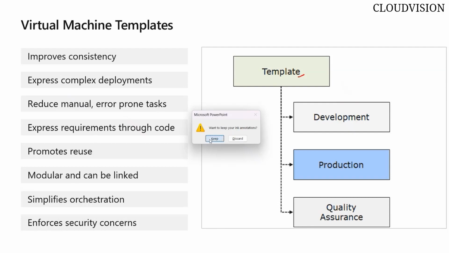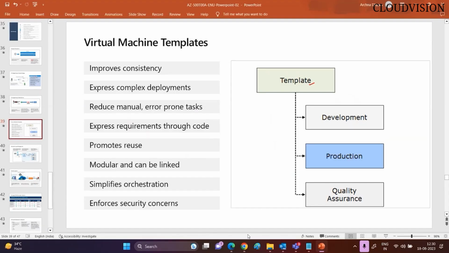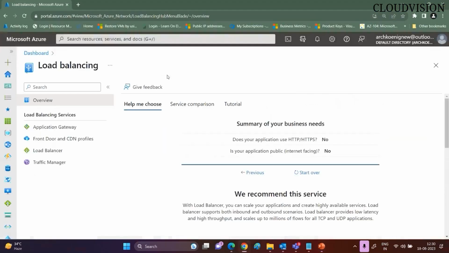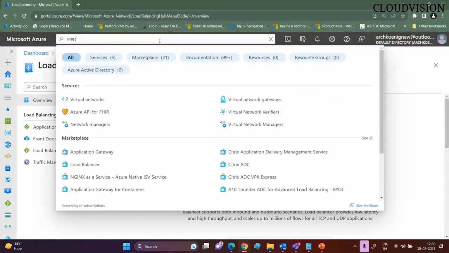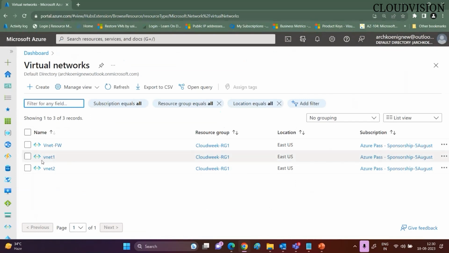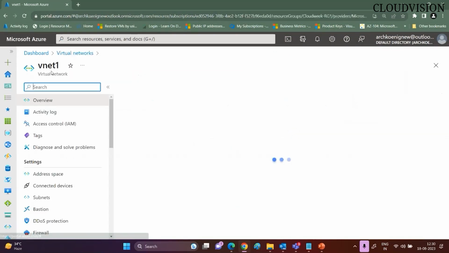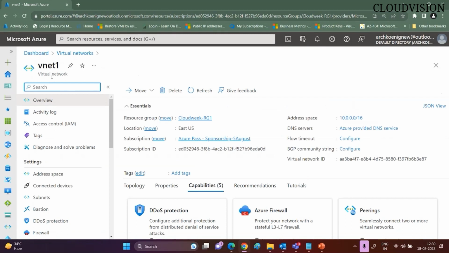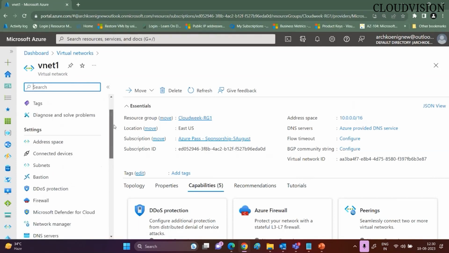You may have seen these templates. It's not only for VMs. Whatever you are creating, you can use the ARM template for that. For example, I have my VNet as an example. If I want to set up another network with the same kind of parameters, with the same values, will I create the same network manually or can I grab the code of this existing network?